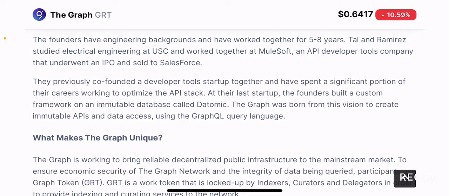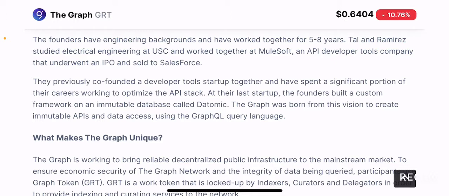The founders have engineering backgrounds and have worked together for 5 to 8 years. Tal and Ramirez studied electrical engineering at USC and worked together at MuleSoft, an API developer tools company that underwent an IPO and sold to Salesforce. Again, this paragraph basically talks about the experience that Tal and Ramirez, some of the most important members of the team, have, and they basically have somewhere between 5 to 8 years of experience.